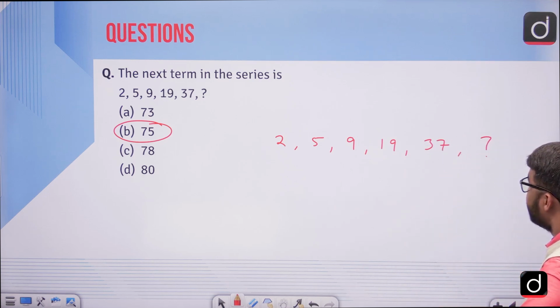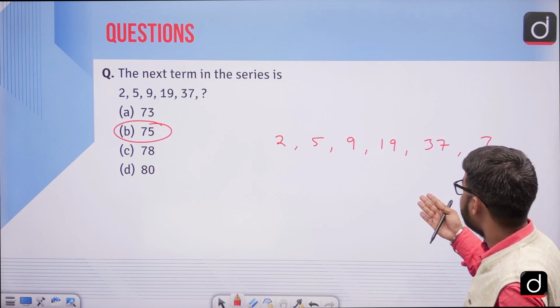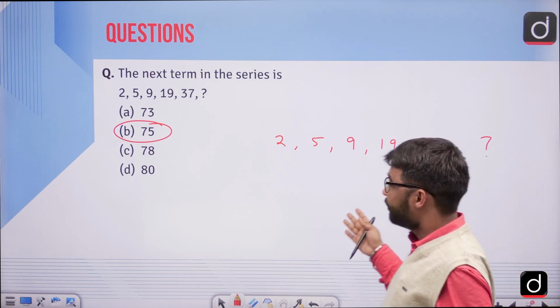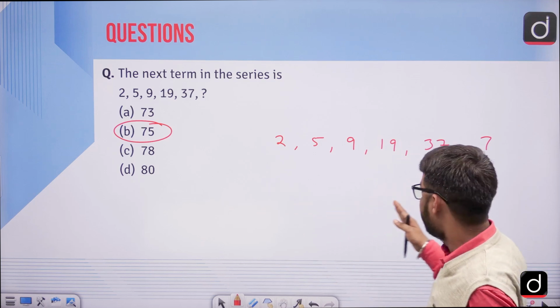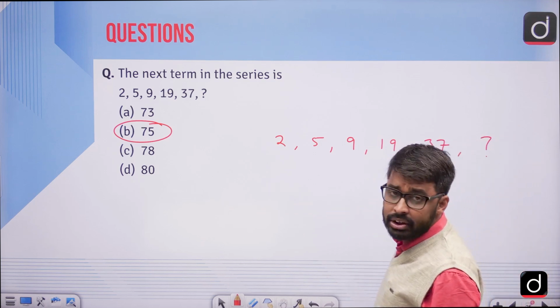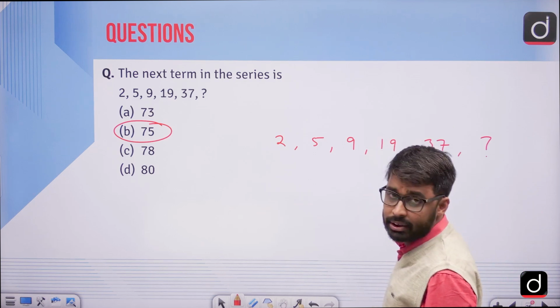Then this is not a perfect cube or perfect square series, so it is not self-generated. It is not even near a perfect cube plus n or minus n, or a perfect square plus n or minus n. No term is near to that, so this is not self-generated. Only the arithmetic, geometrical, and mixed series are left out. Now let's see.